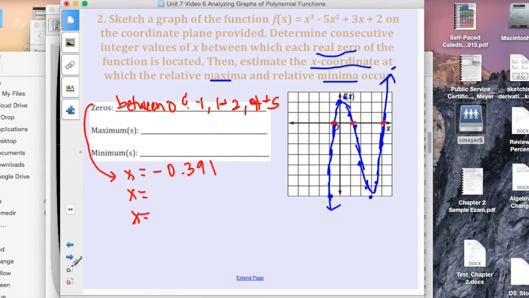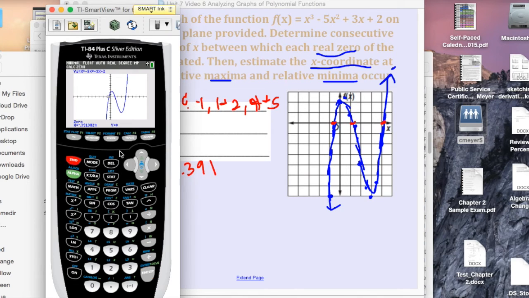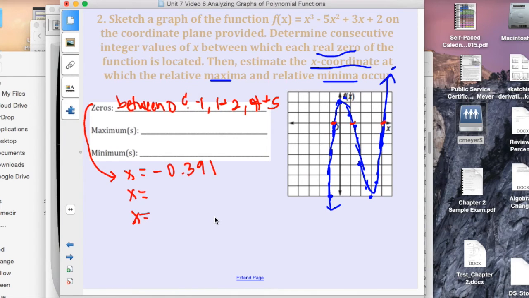Now I move on to my next one. I go second, calc again. We're finding that 0, number 2. If I want to find this one, I need to be to the left of it. I'm going to move a little closer. So I hit enter, and then I'm going to move to the right of it. So I did the left, now I'm doing the right. And then for guess, you can just hit enter one more time. So my 0, it's when y is 0, so my x is 1.227. So that's my other 0.